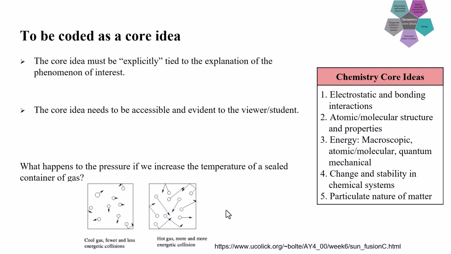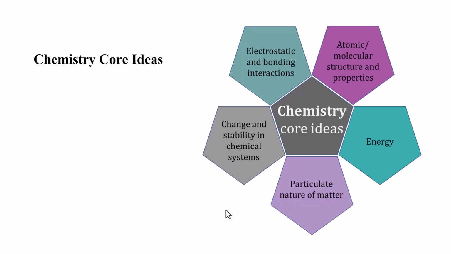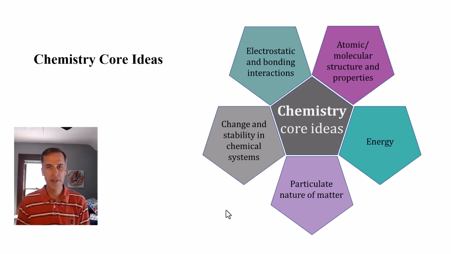So those second 2 examples might be ones where now we've made that explicit connection in a way that, again, was always there. If we just say, well, we increase the temperature, so the pressure goes up. But if we're not making that connection for the viewer, then we're really not going to code that as a core idea. So as you're looking at this, again, there are 5 different core ideas.